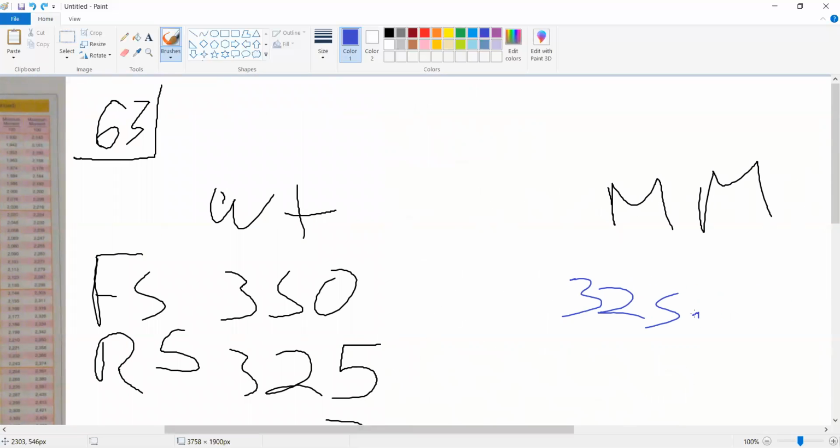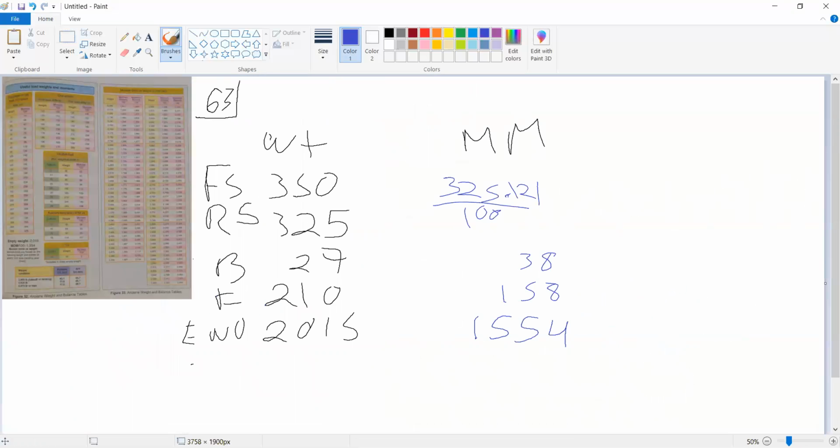So we have to do 325 times 121 over 100. All right, when we do that, 325 times 121 equals that. Move the decimal place, 393. Okay, that's no problem. 393.